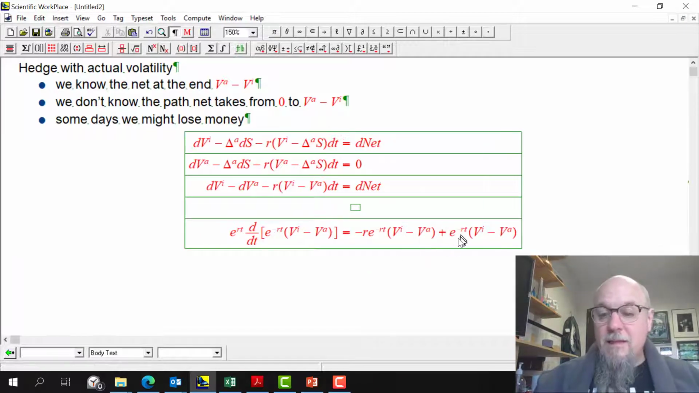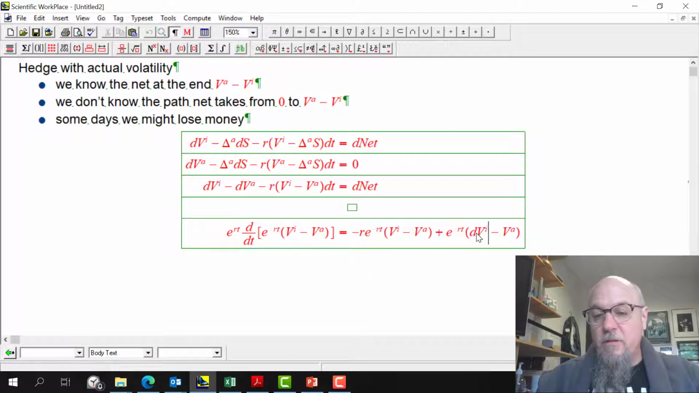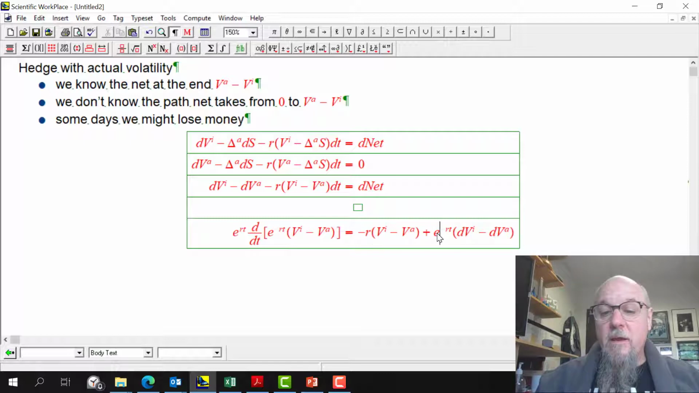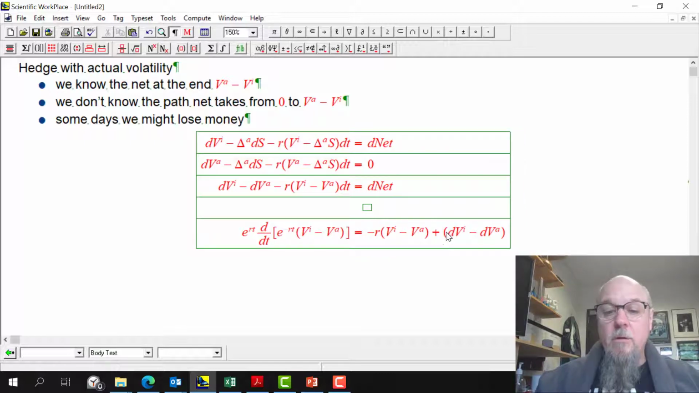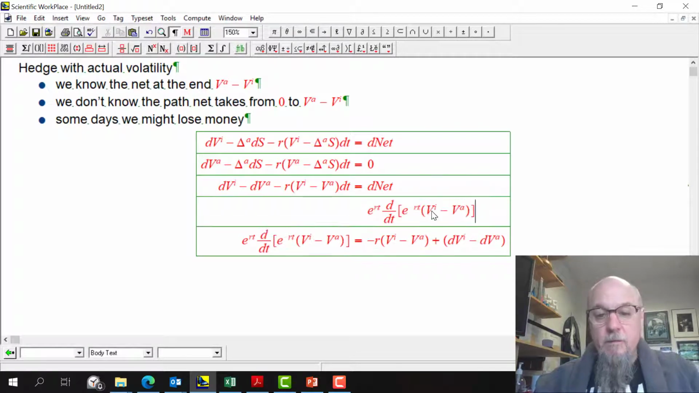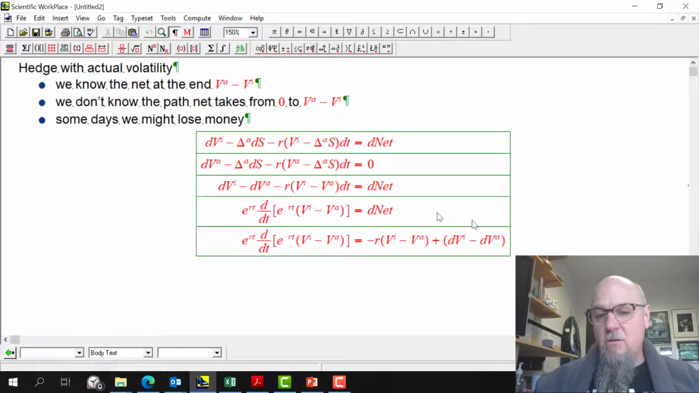plus leave the e to the minus RT alone, taking the derivative of this bracket, which will just be the d's in front here. And I've also got this multiplied by e to the positive RT. So that's going to cancel that out, and that's going to cancel that out. And this is exactly this. So in other words, this change in my net money, I can think of the change in my net money as equal to that expression. So that's the little change in my net money over one time step.